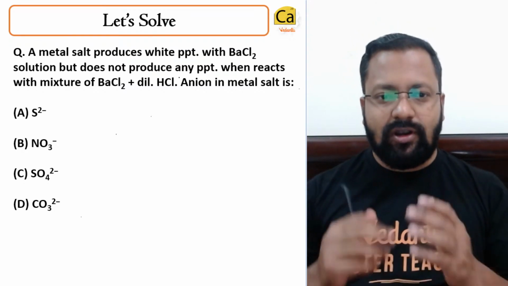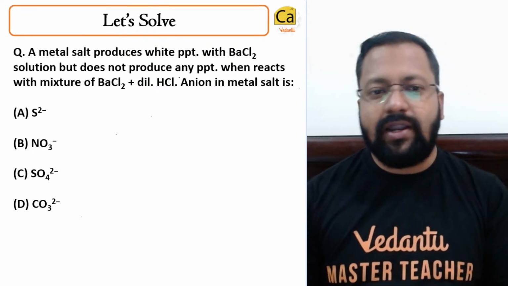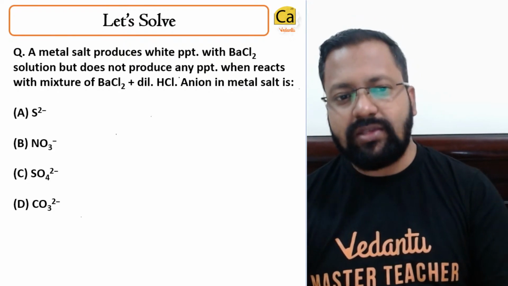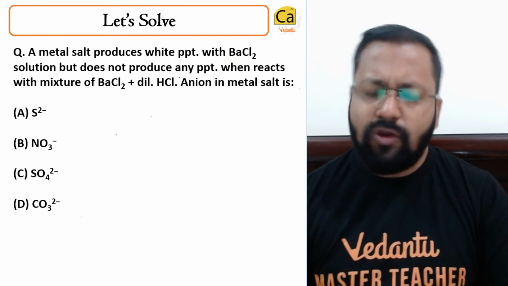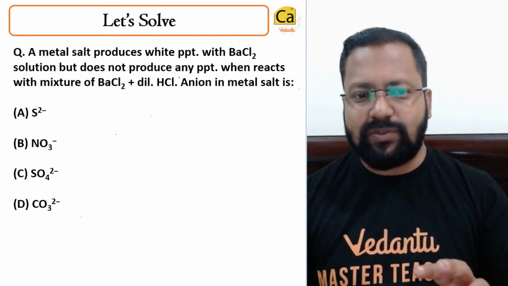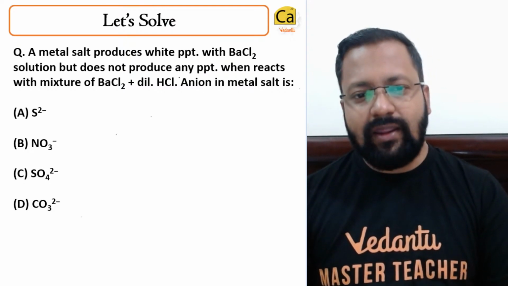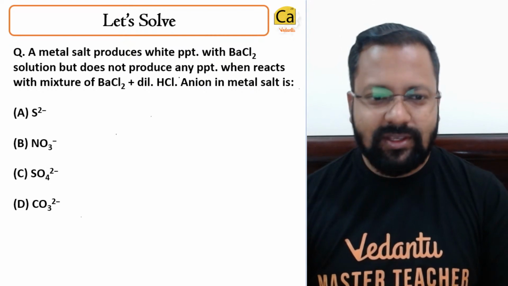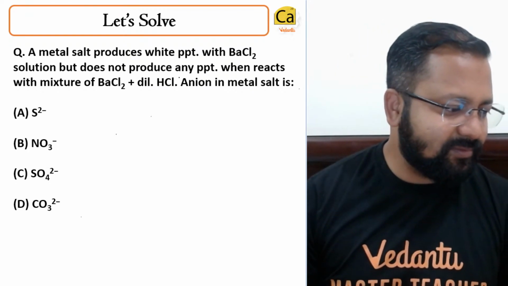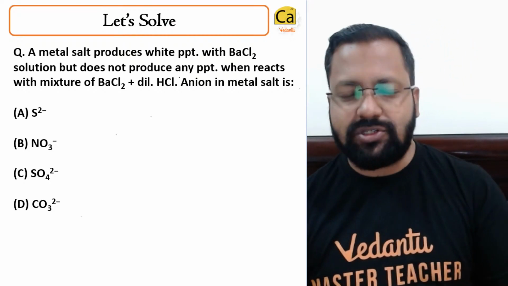So the metal salt which produces white precipitate with BaCl2 solution but does not produce any precipitate when it reacts with a mixture of BaCl2 and dilute HCl. What is that substance which does not produce a precipitate when it reacts with this? So what would that substance be? Now let us understand this very calmly.